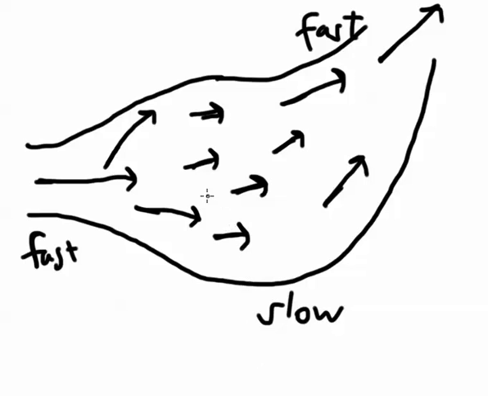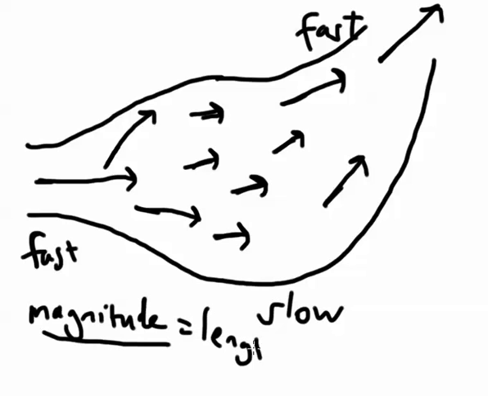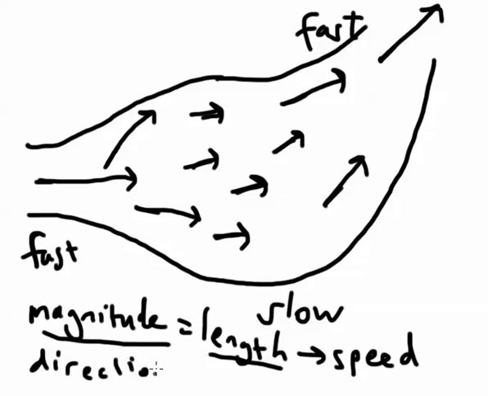So with any arrow map, the arrows have a magnitude, which is their length, and in this case it equals the speed of the water, but in other cases it might mean something else. And they also have a direction. And in this case the direction of the arrow is the direction that the water is flowing in this river. Okay, now let's come up with a different kind of arrow map.